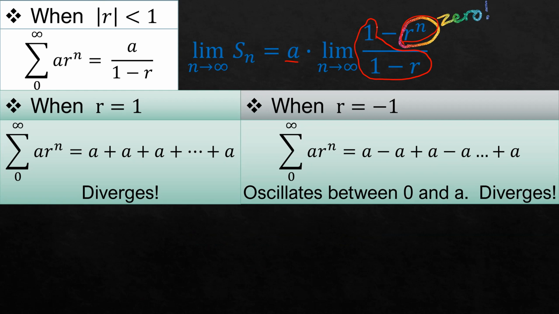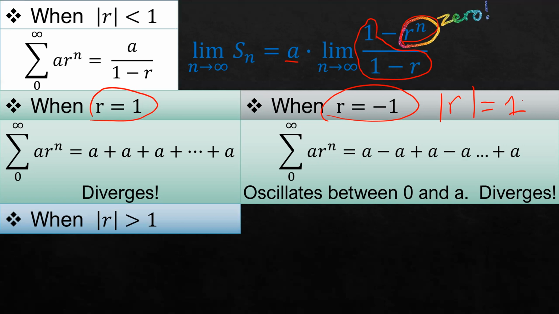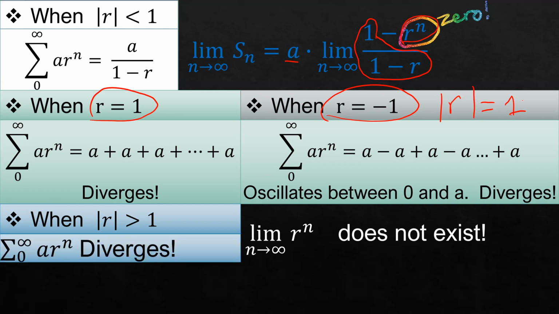Okay, so let's see again. When the absolute value of r is less than 1, then your series will converge to a over 1 minus r. When the absolute value of r is equal to 1, your series will diverge. And now what happens when the absolute value of r is greater than 1? Well, we know that the geometric sequence can diverge, or there's no limit, right? So our series will also diverge.